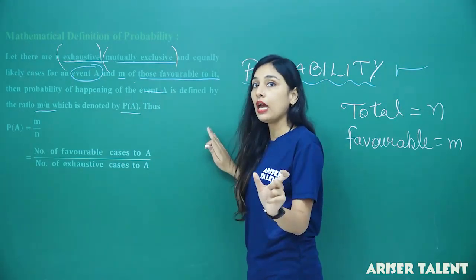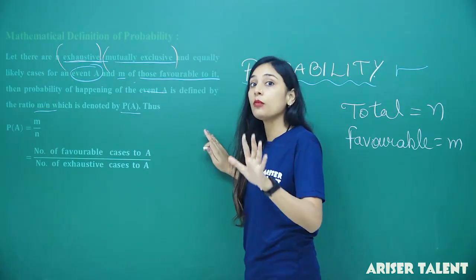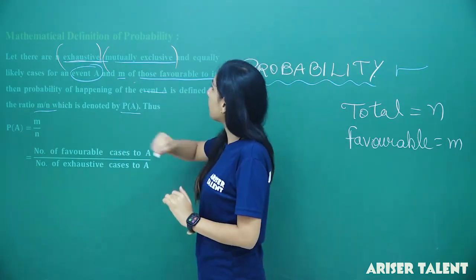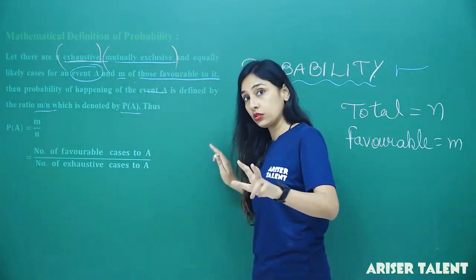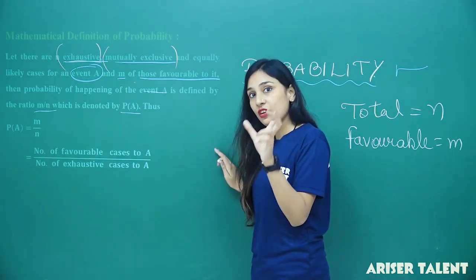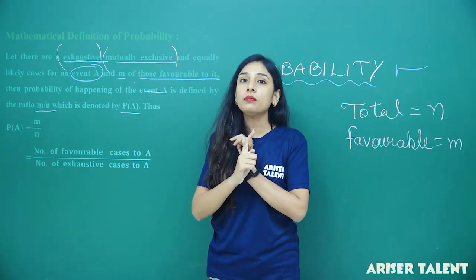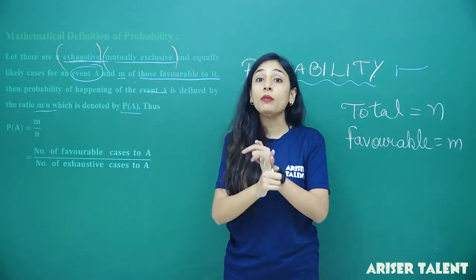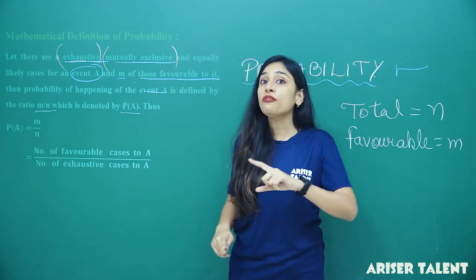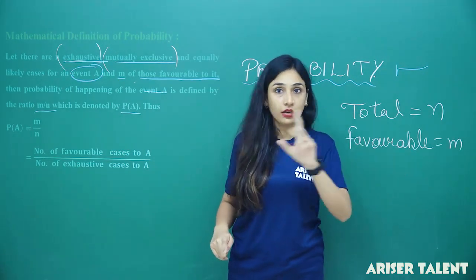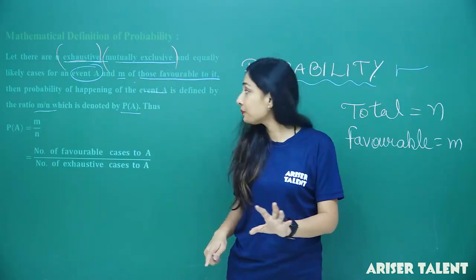This is about N. Okay, so this is about N and equally likely cases for an event A and m of those. Now, favorable. What is favorable? When I have to find out the probability of having head, the favorable is only head. I am not talking about tail. So favorable is m. Okay.